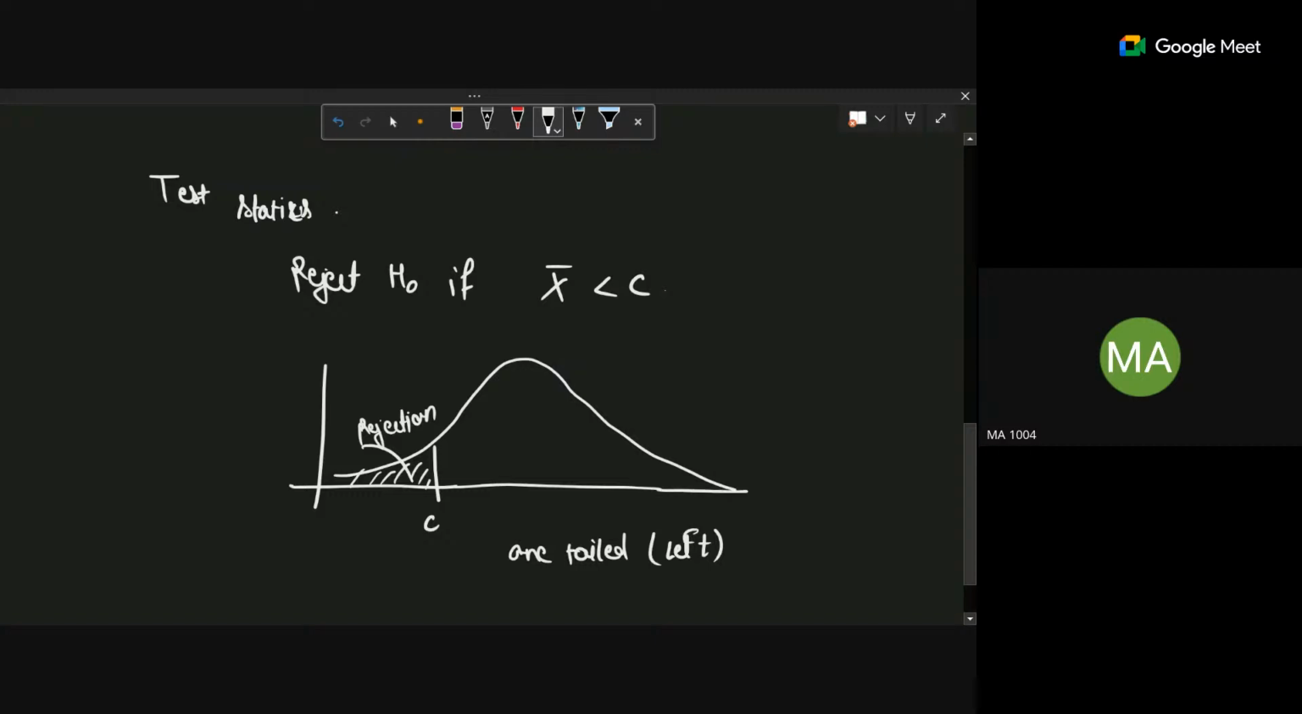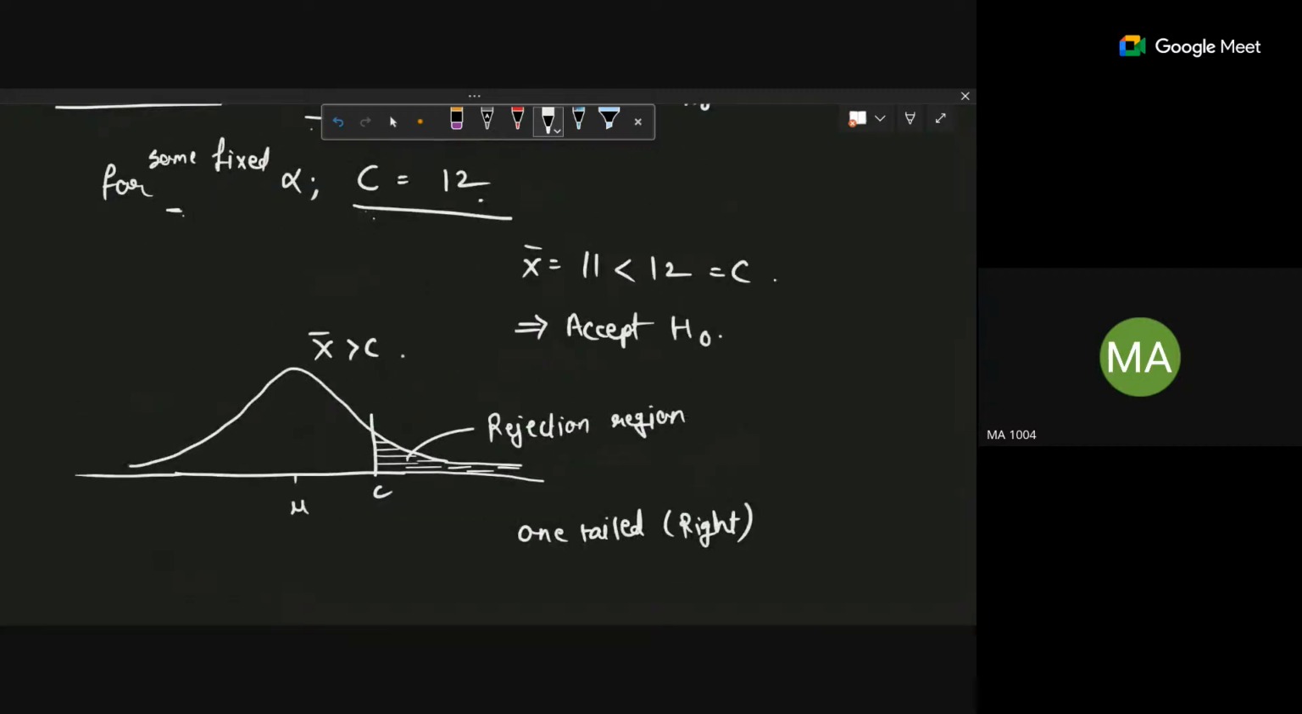What about this unshaded part? What does it indicate? The shaded part indicates the rejection region. Then the unshaded part is the acceptance region.